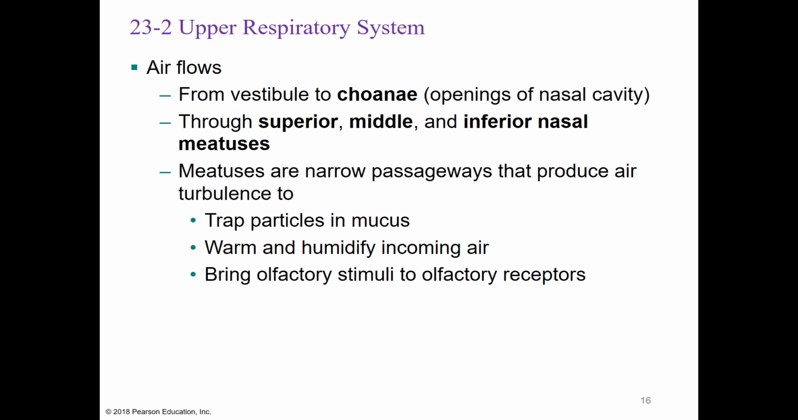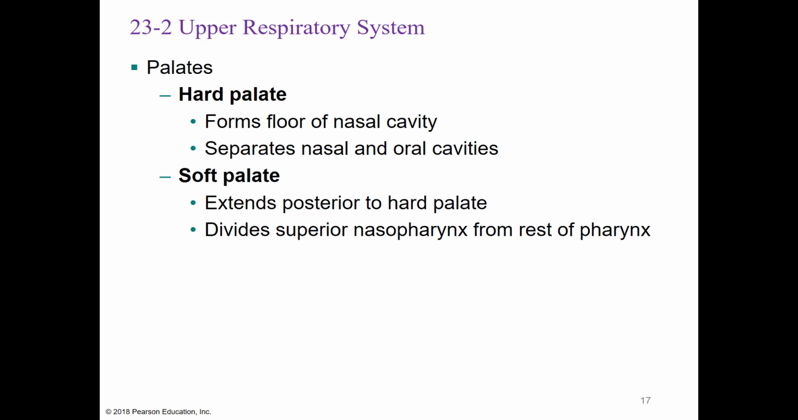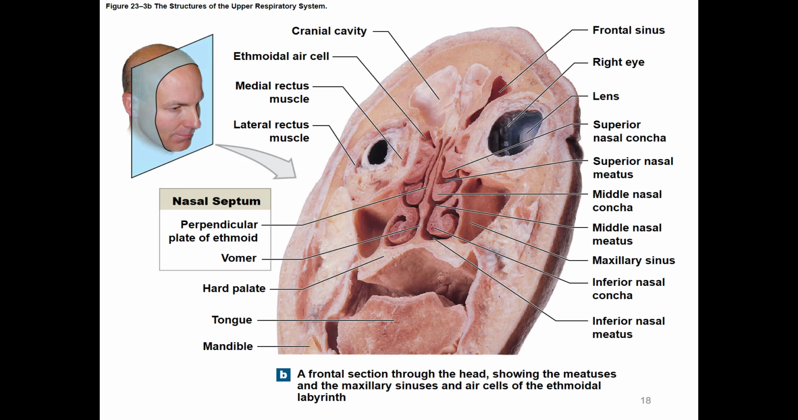Okay? So the hard palate forms the floor of the nasal cavity and separates the nasal and oral cavities. We'll look at that too. And the soft palate extends posterior to the hard palate. And it's helpful because it shows us where the division between the nasopharynx and the rest of the pharynx is. So let's look at that also.